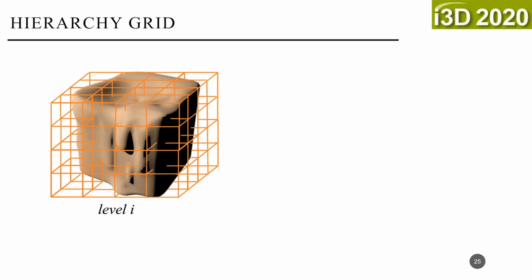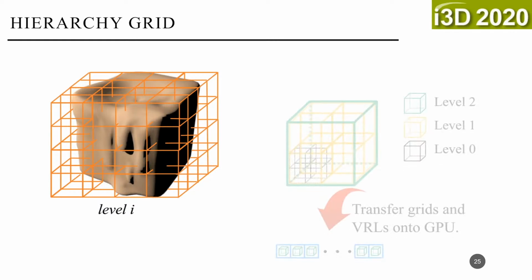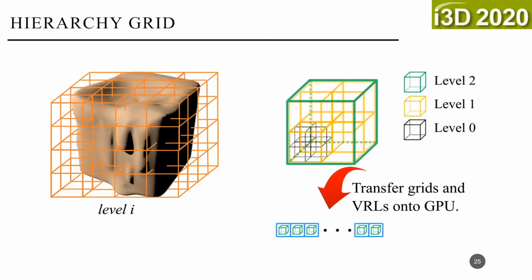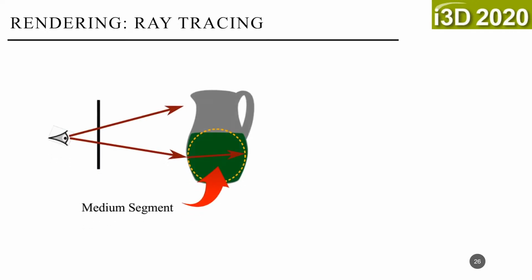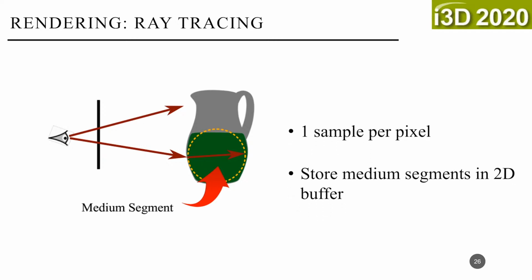The resolution and interval are decided by the mean-free path of a given medium, and then we transfer the grid onto the GPU. After generating all VRLs, we trace a ray from each camera sample, compute direct illumination, and store the first segment inside the medium into a buffer.